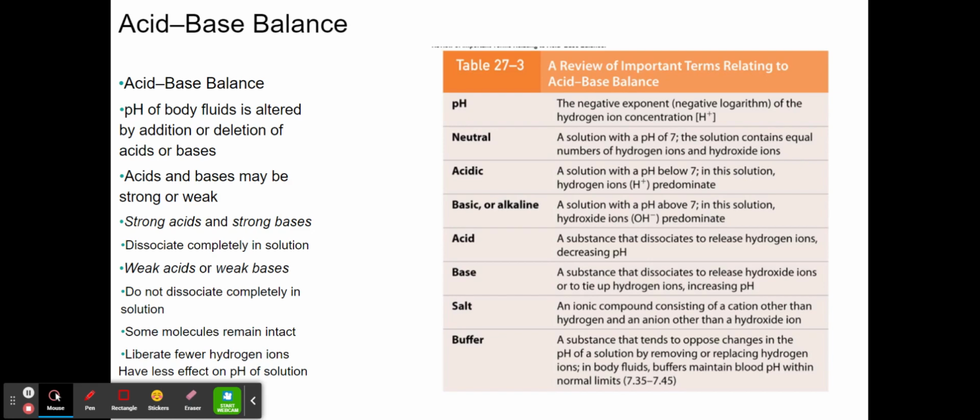For example, hydrochloric acid, which is HCl, a strong acid, dissociates in solution by the reaction HCl dissociates to hydrogen plus chloride. When weak acids or weak bases enter solution, a significant number of molecules remain intact, so dissociation is not complete. In other words, if you place molecules of weak acid in one solution and the same number of molecules of a strong acid in another solution, the weak acid will release fewer hydrogen ions and will have less effect on the pH of the solution than will the strong acid.